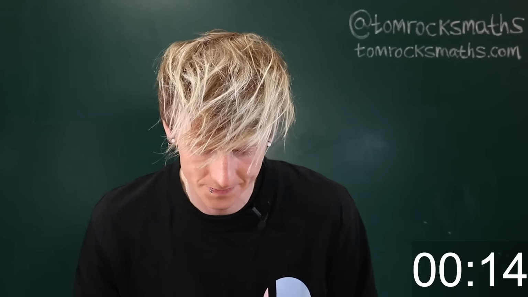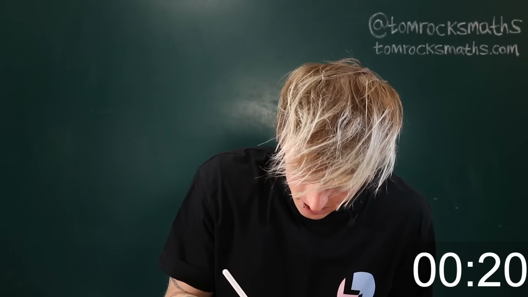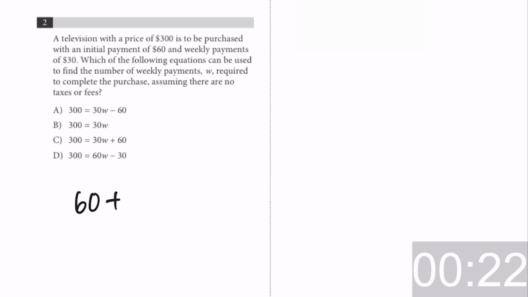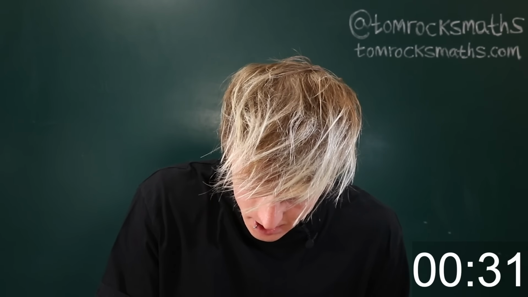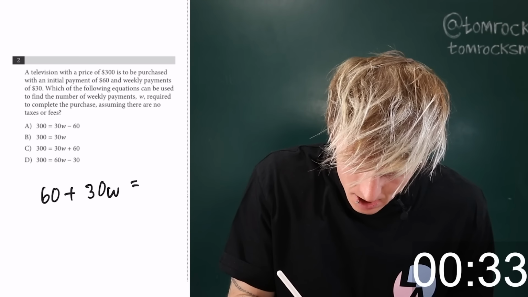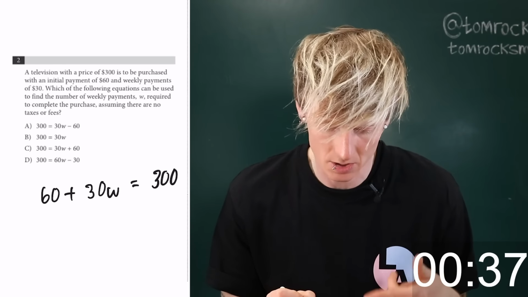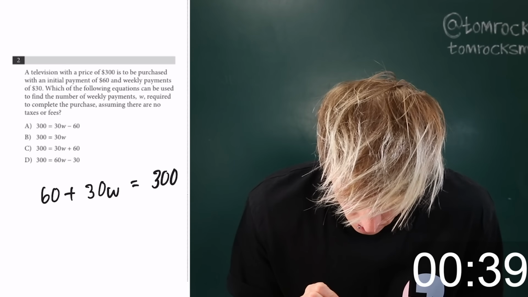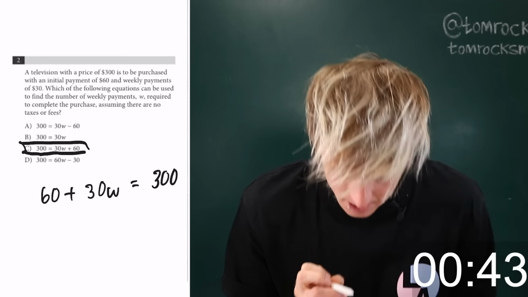So yeah, good. Question 2. Television with a price of $300 is to be purchased with an initial payment of 60, so 60 plus 30 times weeks, and that needs to equal the total amount that we're going to get here, so 30 times the weeks needs to be the total, which is 300. So we want 300 equals 60 plus 30w, so that's C.